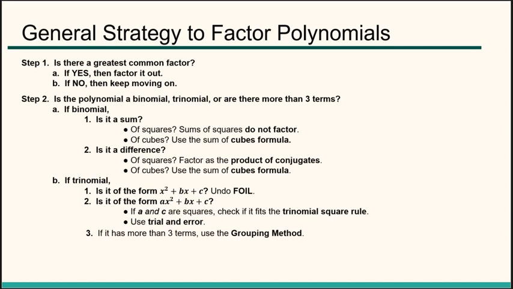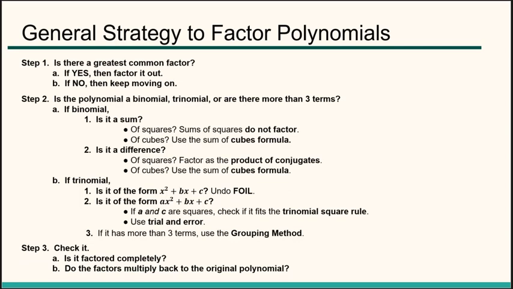Step number 3, not our favorite, but it's how we figure out if it's the answer. You check it. Is it factored completely? Make sure that there's not a common term throughout. And do the factors multiply back to the original polynomial? If they do, you're done. If they don't, ooh, you made a mistake. Throw your piece of paper in the trash and start again.